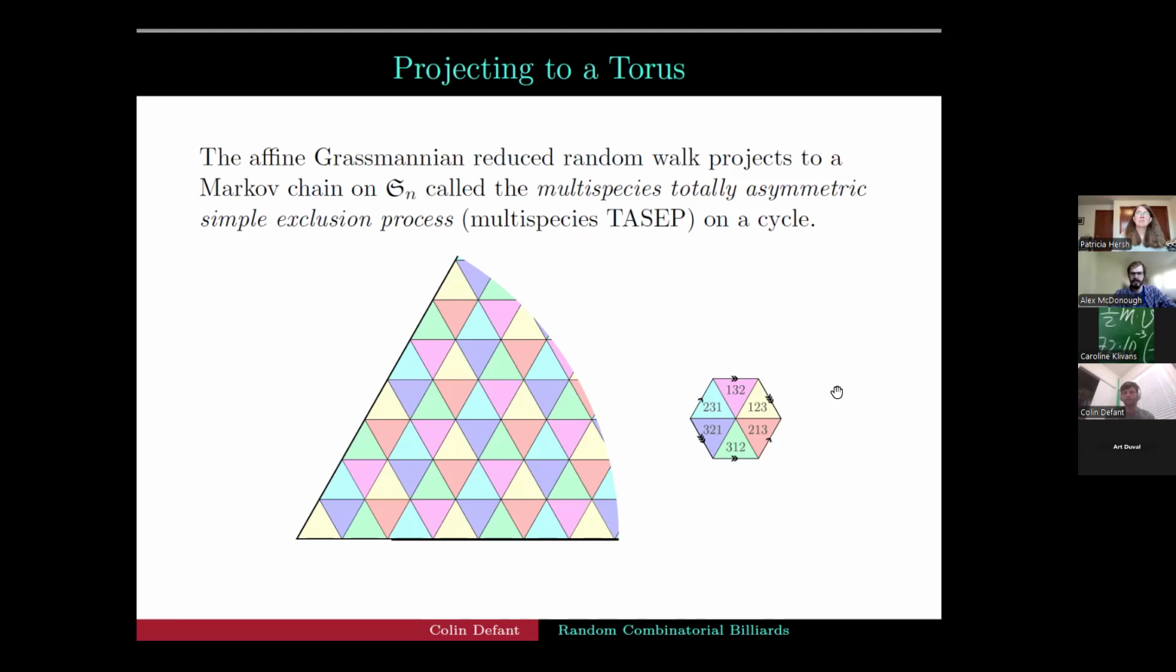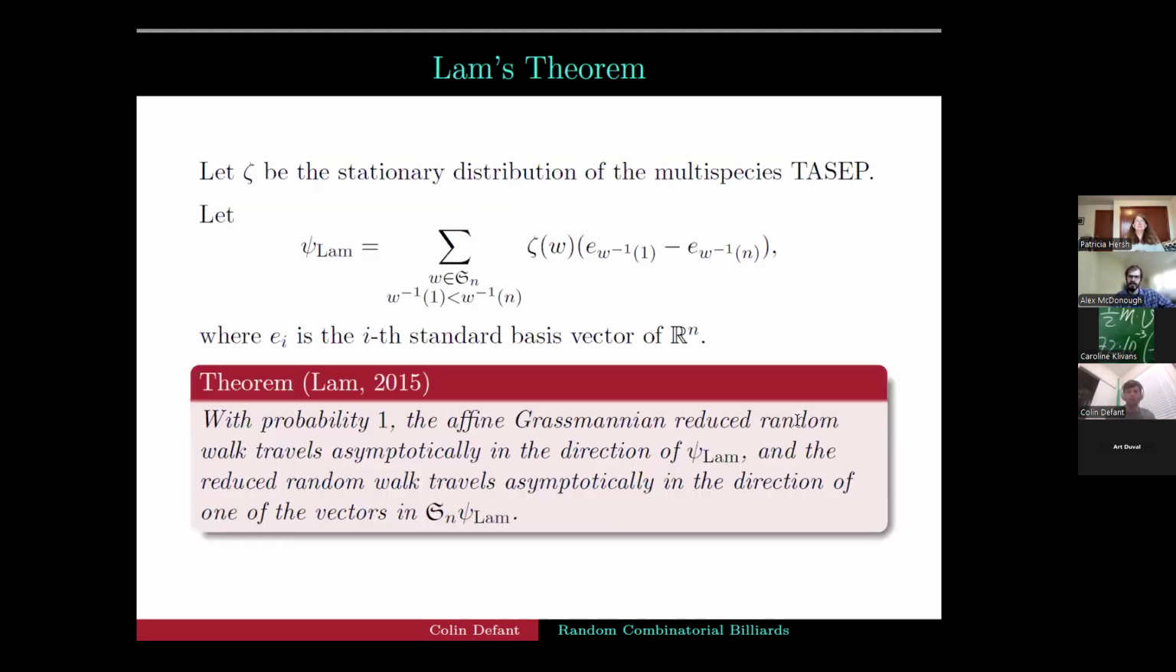Let's just say we have this Markov chain that we get by projecting to the symmetric group, and we don't really understand it. Well, whatever this Markov chain is, it's not hard to show that it's irreducible, which implies that it has a unique stationary distribution, which I'll call zeta. So for now, zeta is just some mysterious probability distribution on the symmetric group that we don't understand. But whatever this is, we can use it to define this vector called psi. Lam called this psi. I'm going to call it psi_Lam.